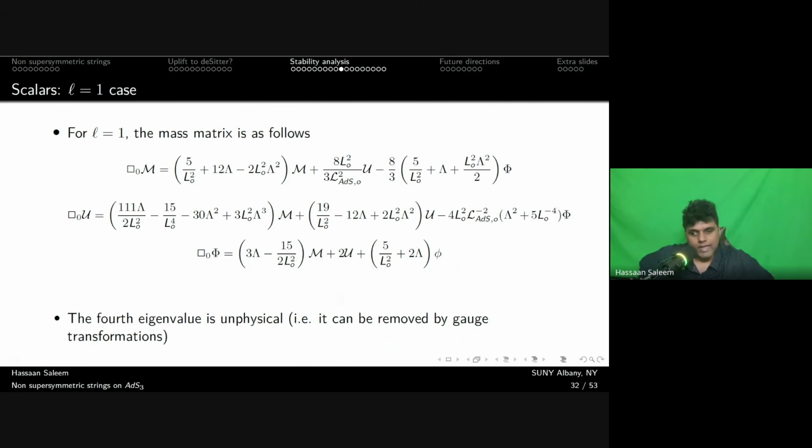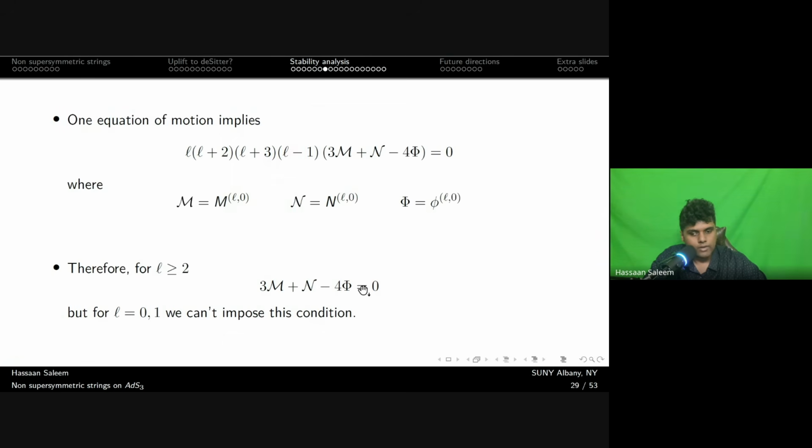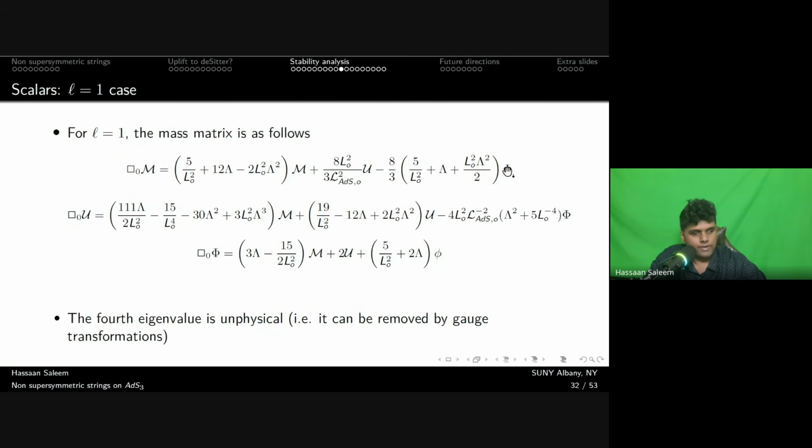Now let's consider L equals 1. For L equals 1, it turns out that one of the equations that I showed you earlier becomes trivial. Why does it become trivial? Because there are some residual gauge transformations that you can use to render some of the fields 0, right? So for example, you can see that here you have phi. Phi didn't appear before. Why was phi not a thing before? Well, because we could use this condition here and eliminate phi in terms of M and N. But I can't use this condition for L equals 1, so phi can appear. Therefore you have to do this analysis differently for L equals 1 and L equals 2 or L equals 0, for example.